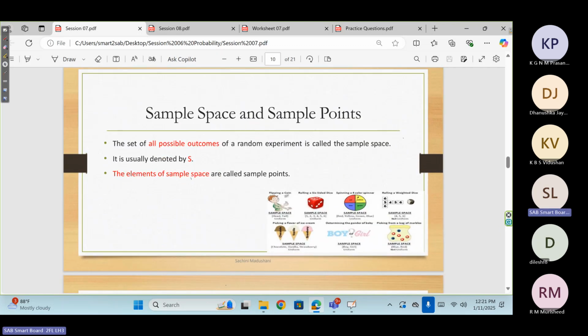Then we conduct the experiment, and we get the results. These results we call outcomes. Then we go into the sample space and the sample points. Sample space means all the possible outcomes of the random experiment. Tossing a coin, we can say head and tail. Rolling a dice, 1 to 6. It's clear? Okay, then we take all the possible outcomes.